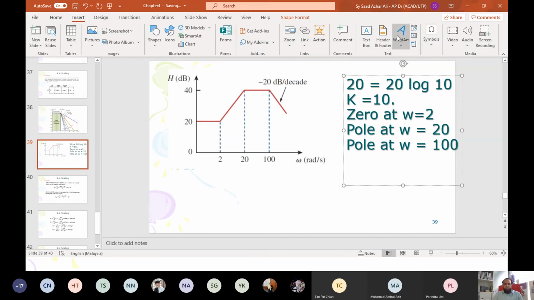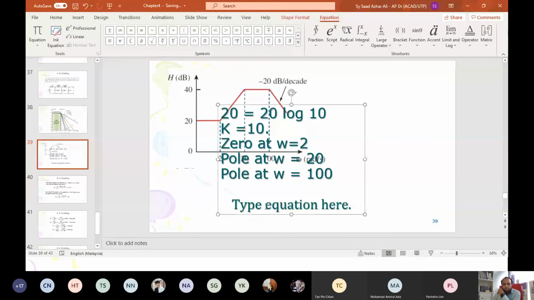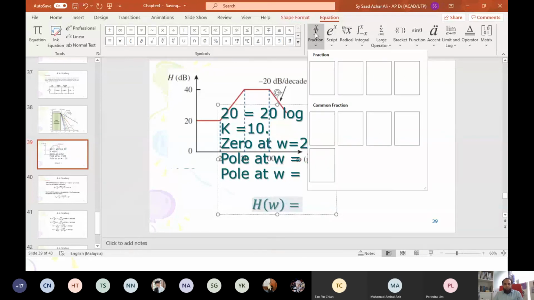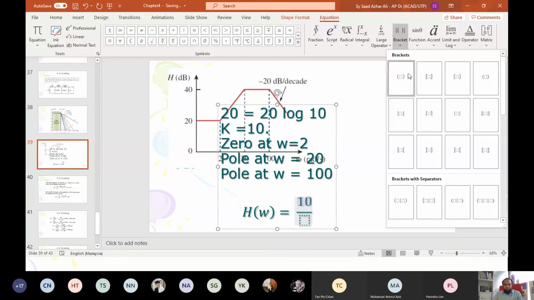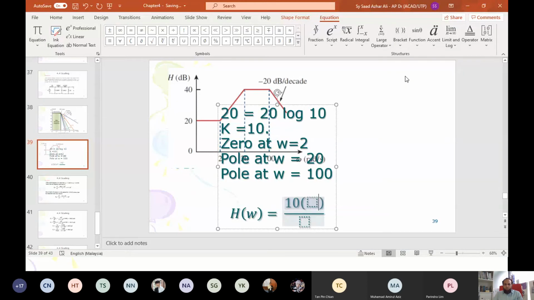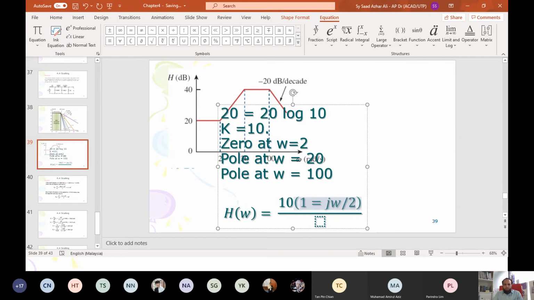Can I insert an equation? What is the equation? The equation: H(omega) is equal to, first of all, make a fraction. Okay, what will be there? It will be a 10, and then there is a zero at 2, so 1 plus j omega divided by 2.